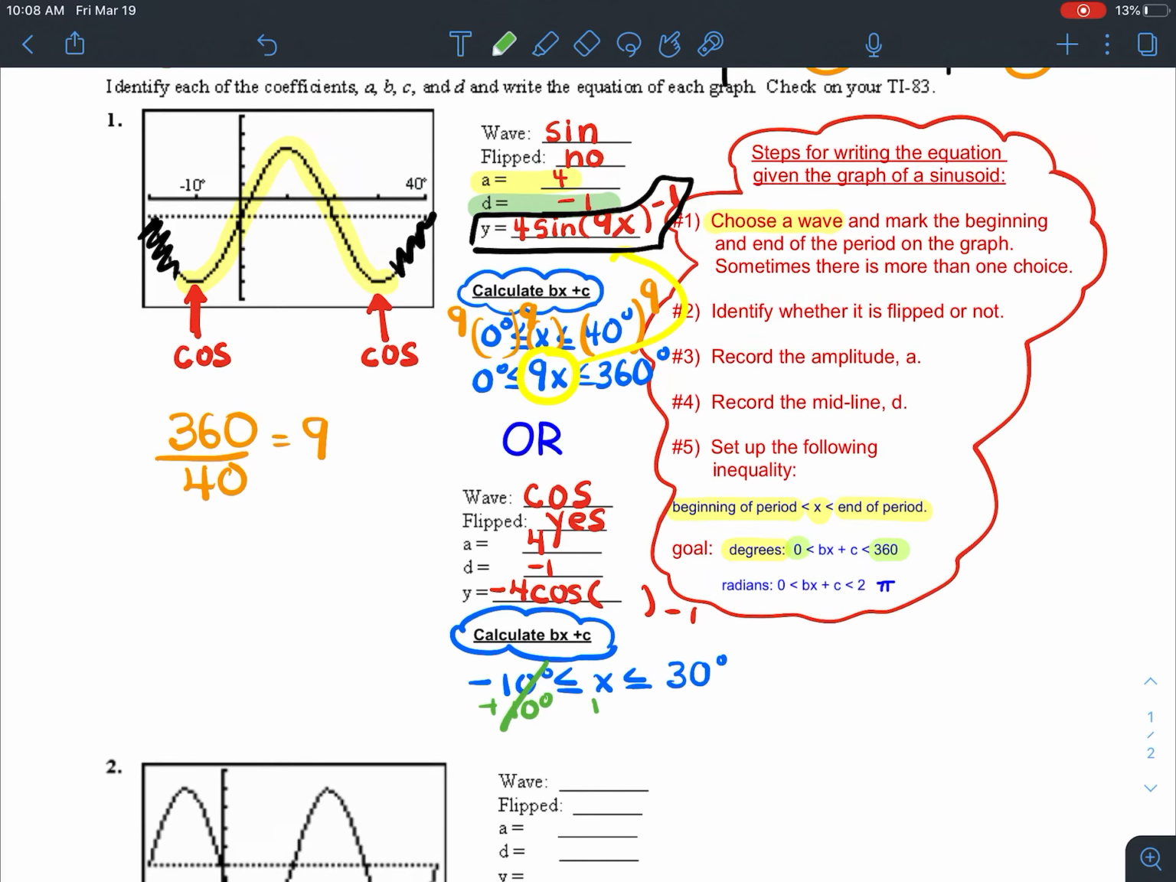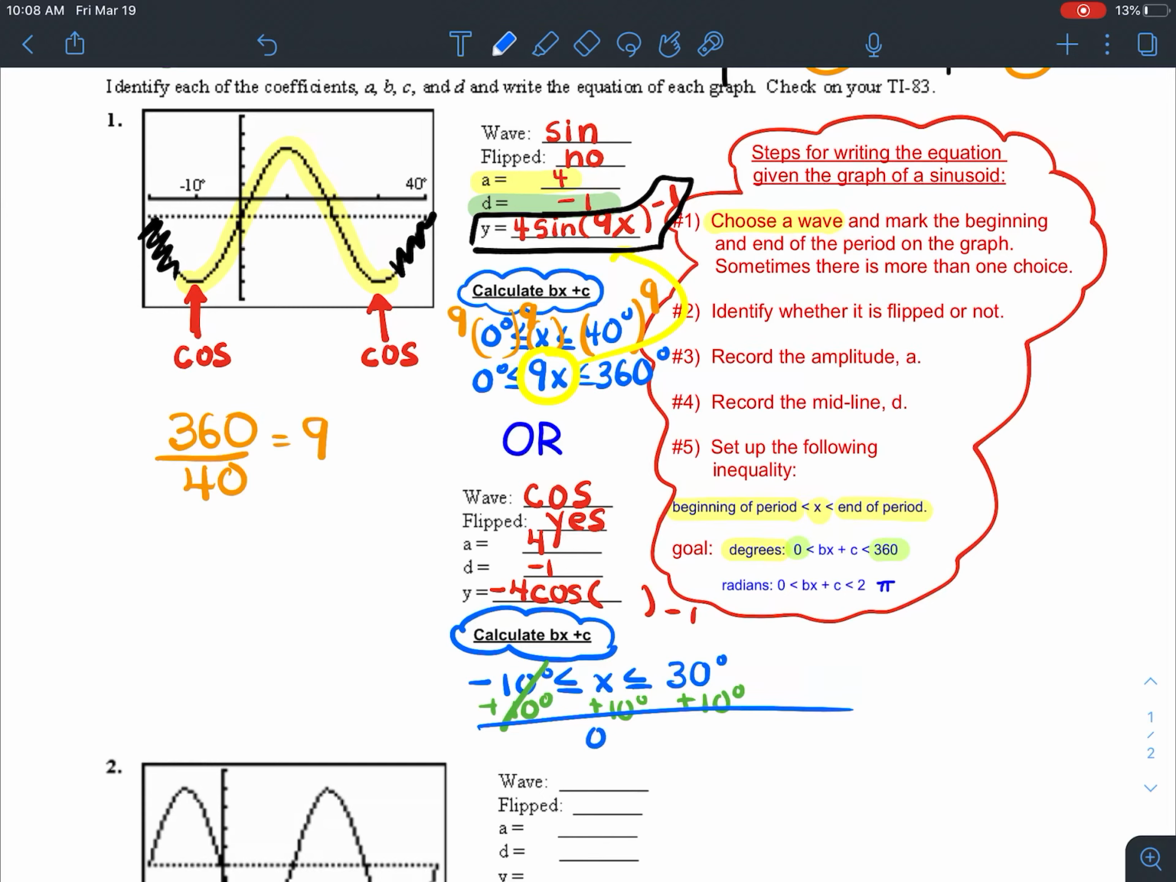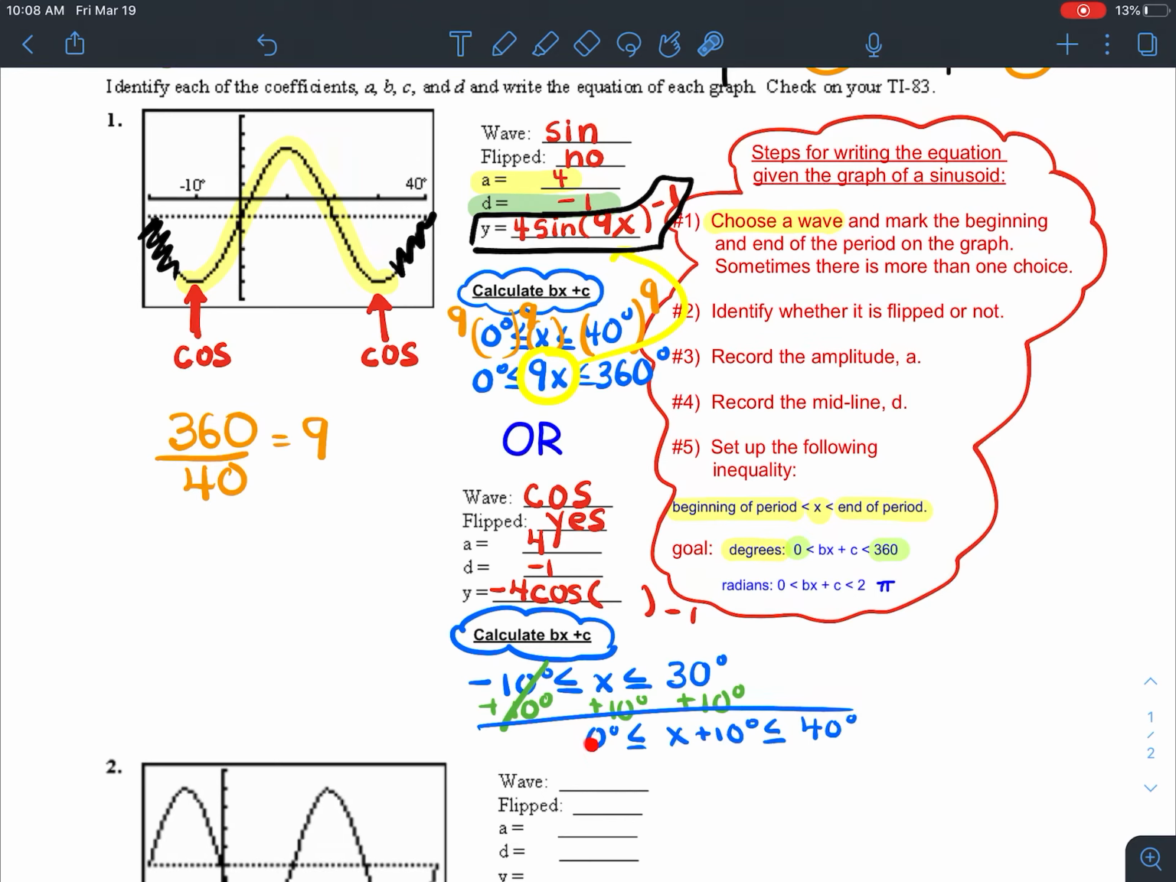That's going to turn that to a 0, but whatever we do to the left side, we have to perform that same thing to all 3 sections here. So now I have 0 on the left, x plus 10 degrees in the middle, 40 degrees on the right. Okay, so I've got my 0 on the left.